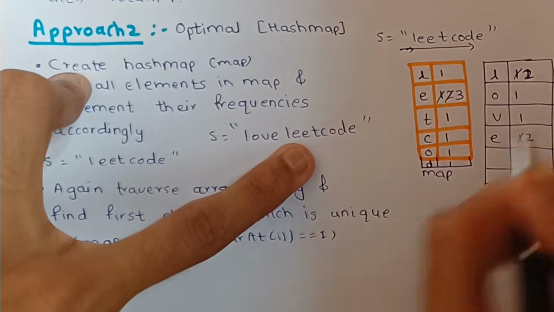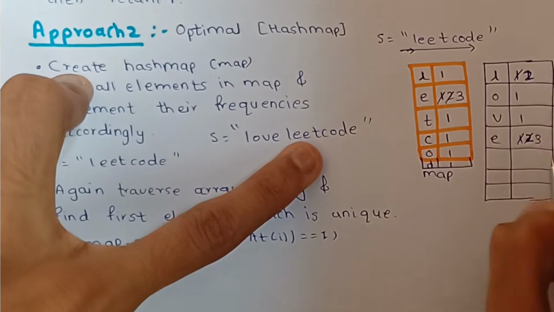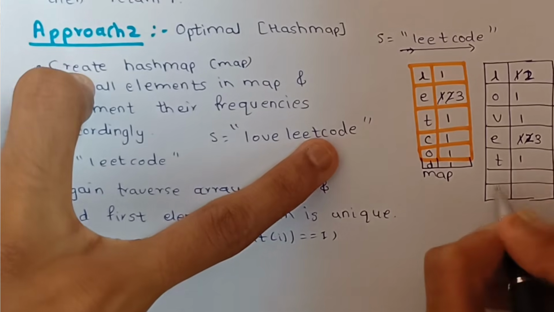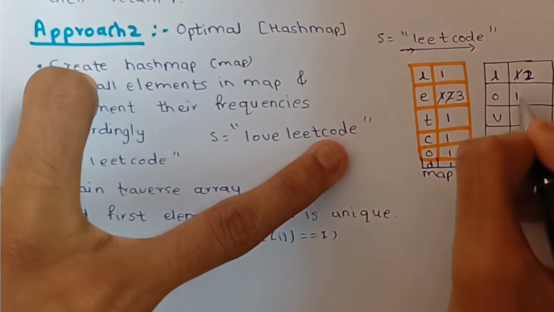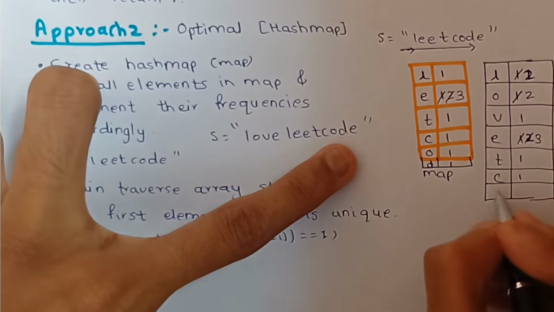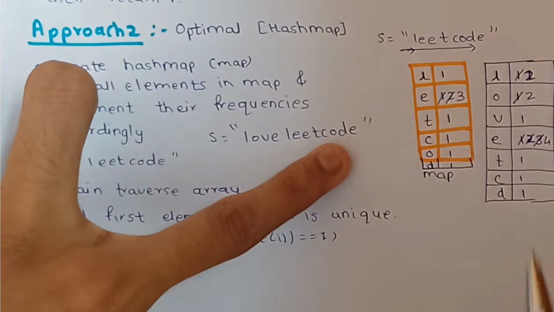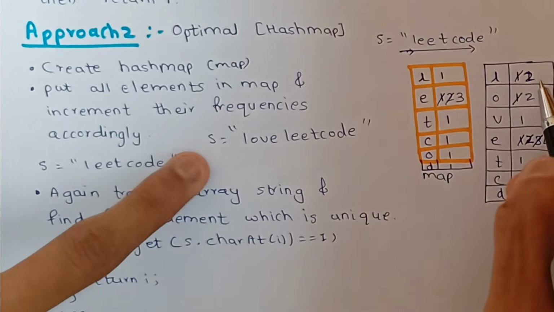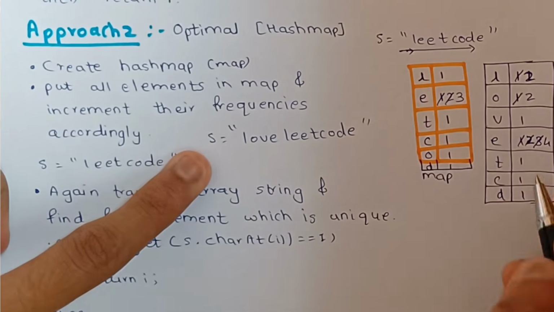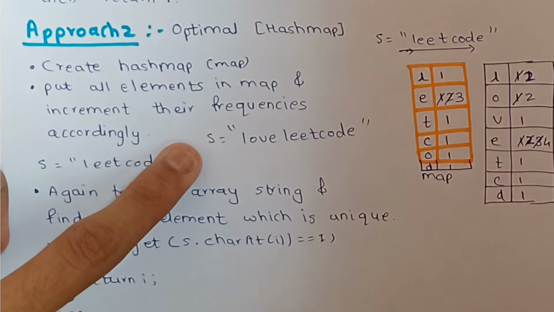Then E's frequency will be incremented to 3, T, C, and O's frequency will be incremented to 2, and D is 1, and again E's frequency, so E's frequency will be 4. This is our final stored occurrences: 2 2 1 4 1 1 1 1. These are the unique characters, but we have to find the first unique character in the string.